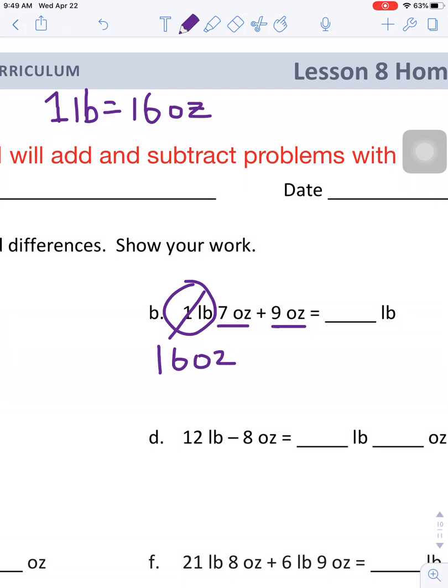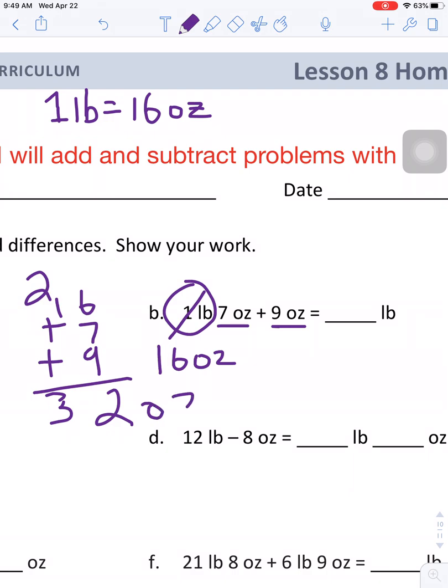So what is 16 plus 7 plus 9? Well, I know that 6 plus 7, that would be 6, 7, 8, 9, 10, 11, 12, 13. 13 plus 9, 13, 14, 15, 16, 17, 18, 19, 20, 21, 22. And yes, I still count with my fingers. So I bring my 2 up into my tens place, and I know that 2 plus 1 is 3. So I've got 32 ounces.